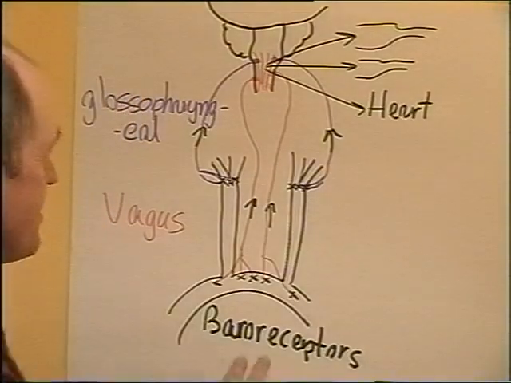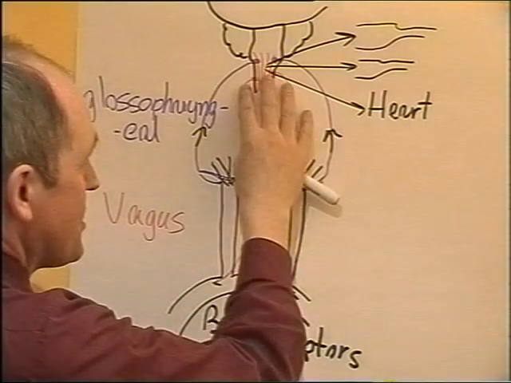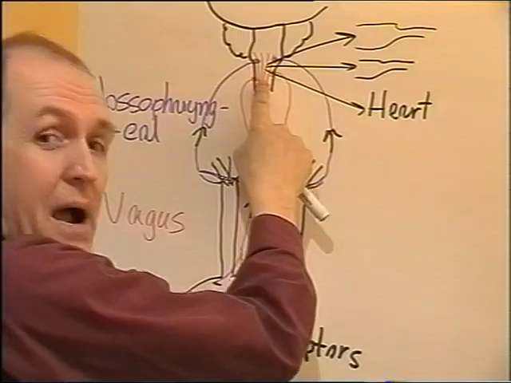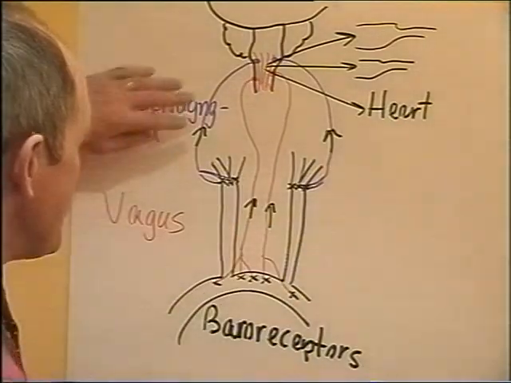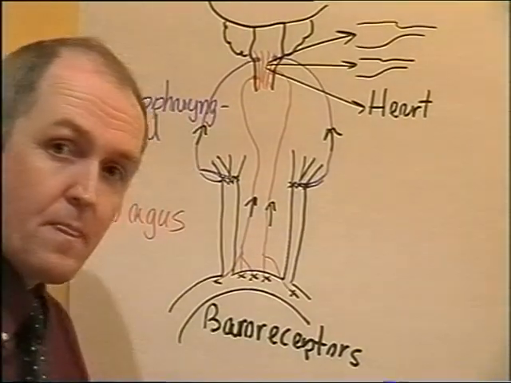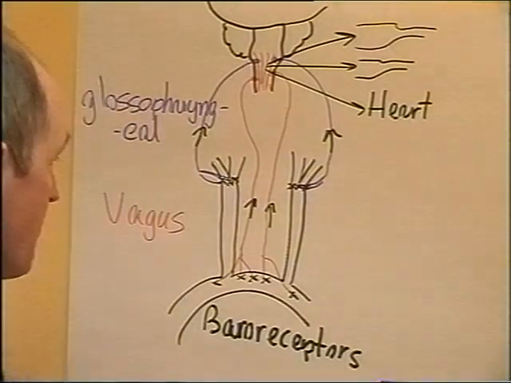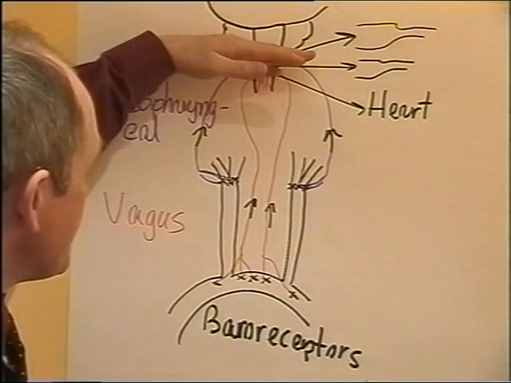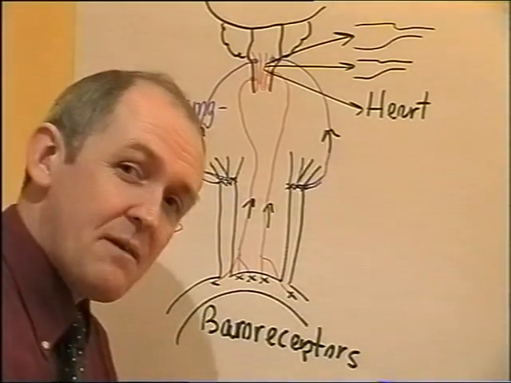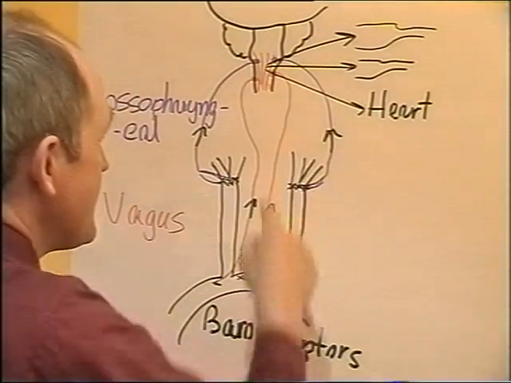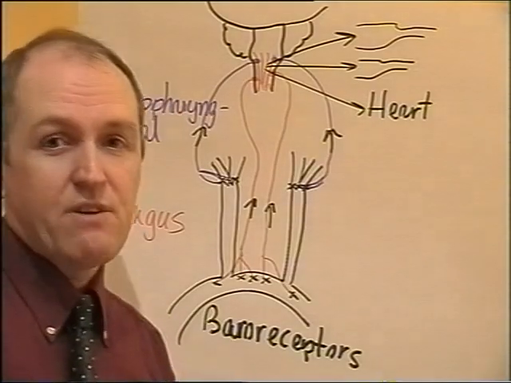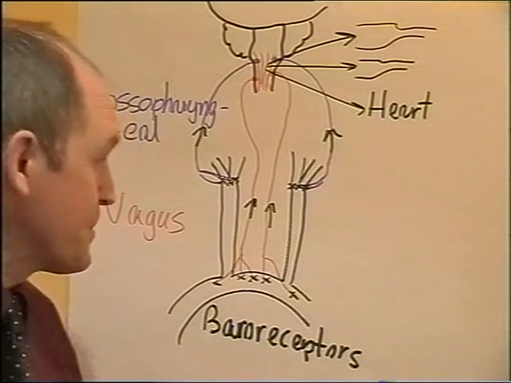Now, when the blood pressure is high and there are a lot of impulses going to the brainstem, these impulses from the baroreceptors inhibit the sympathetic outflow from the brainstem. So the higher the pressure, the more impulses going up to the brainstem via the vagus and glossopharyngeal nerve, the fewer impulses leaving the brainstem to bring blood pressure up. And that makes sense. If the blood pressure is already high, you don't want it to go higher.